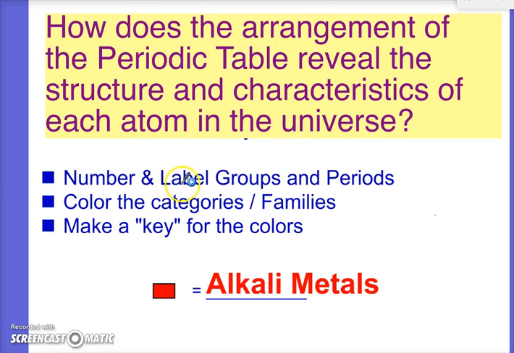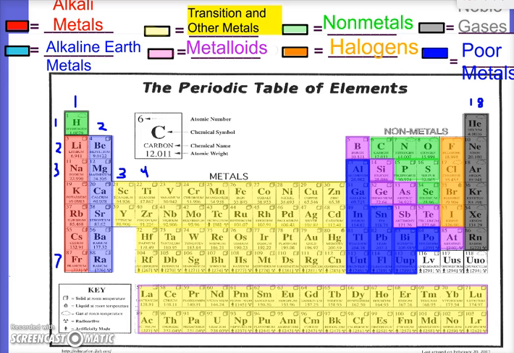I also said that you needed to label the groups and the periods. I need to know on your periodic table that you know the difference between a group and a period. You're going to color the different categories, or as some people call them, different families, and make a key for the colors, which means you tell me what the color red represents. The key that you're going to make can be either at the top or at the bottom, wherever you have space on your periodic table page.